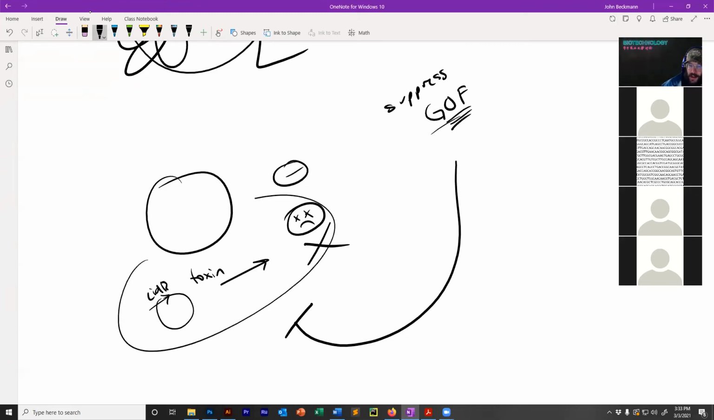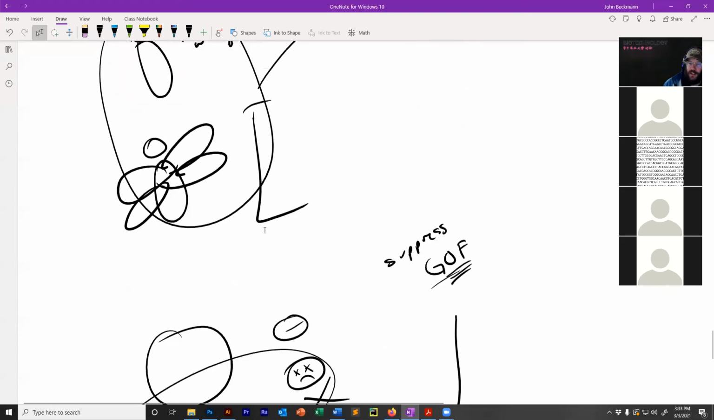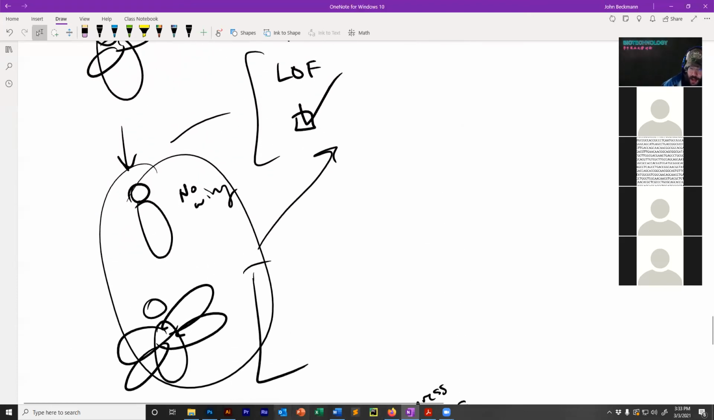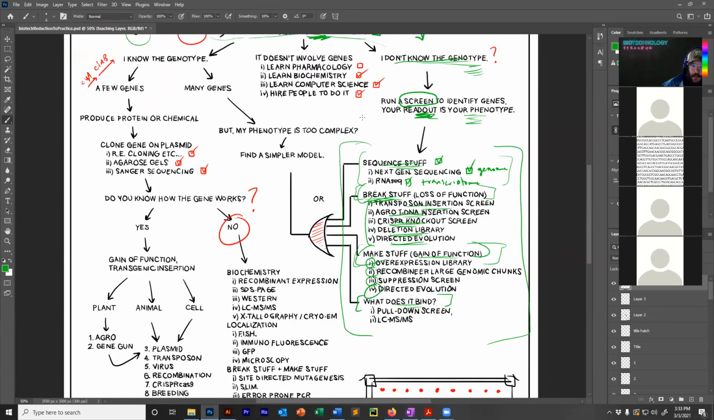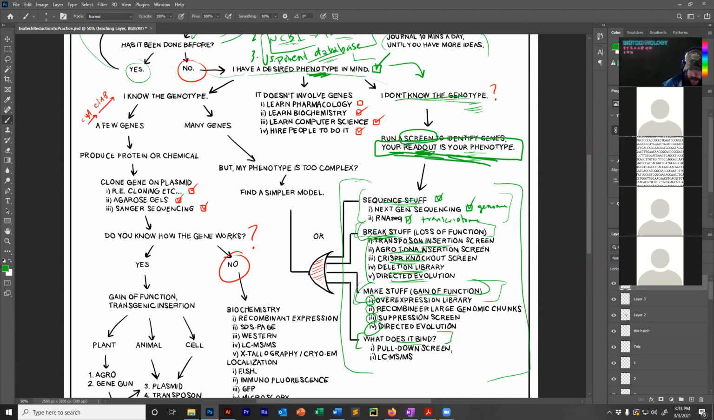So it's going to depend on the phenotype. Just think about: am I breaking something or am I gaining a function? And what's the readout of the phenotype? Again, you have to look at your chart. Your readout is your phenotype. That's going to determine what you can do. And nobody can figure that out for you. It's your job. But these are some things you can think about.